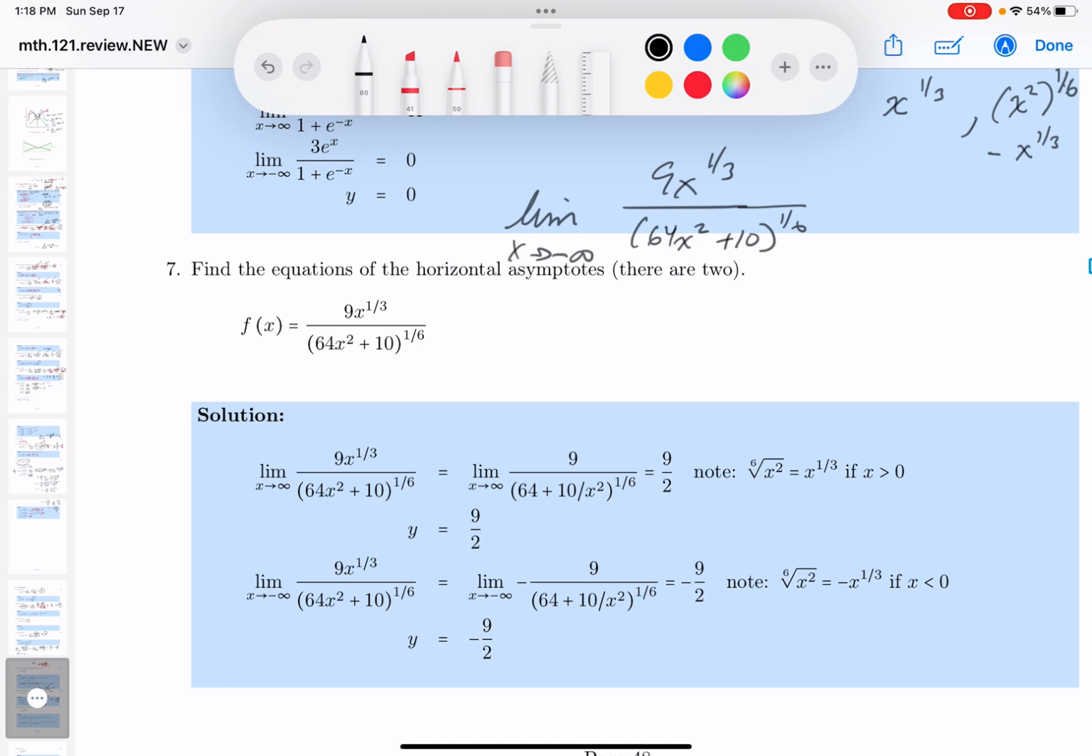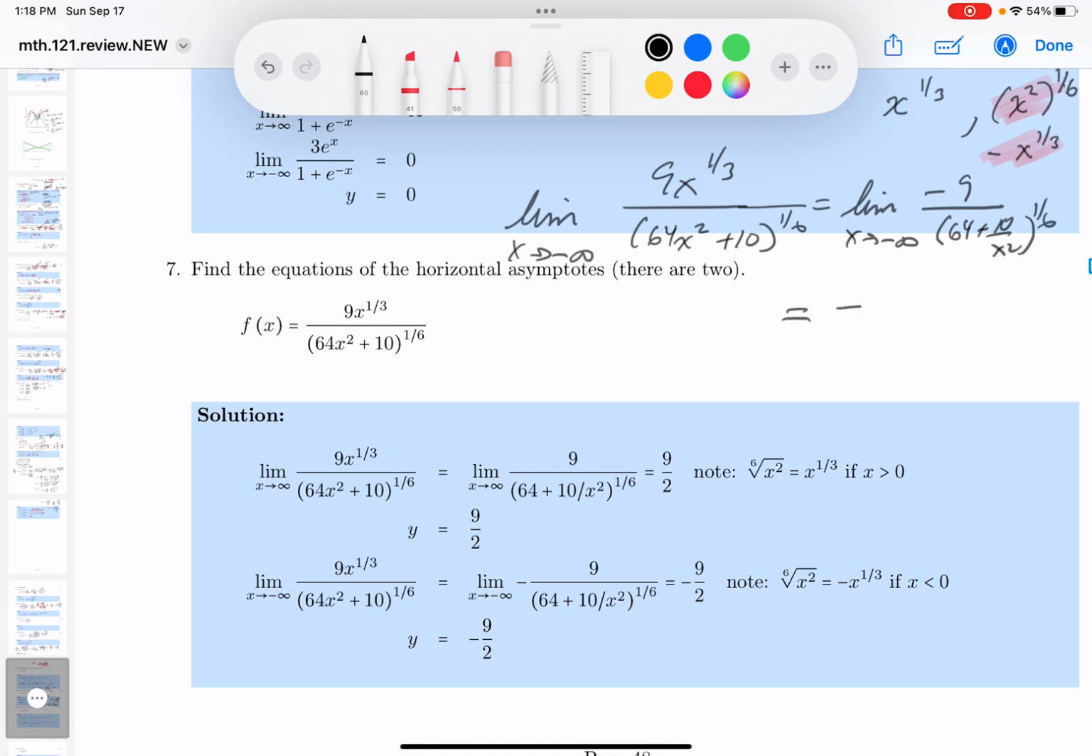All right? So I'm going to say, when you go towards minus infinity, this guy here is really the same thing as this guy over here. So what am I going to do? I'm going to divide the top by that, minus x to the 1/3 power. Write that down for you. You would get minus 9 on top. What do you get on bottom? Well, you get 64 plus 10 over x squared, to the 1/6 power.